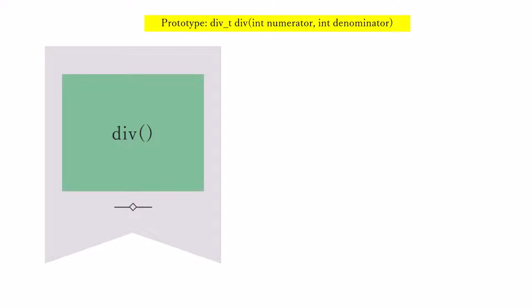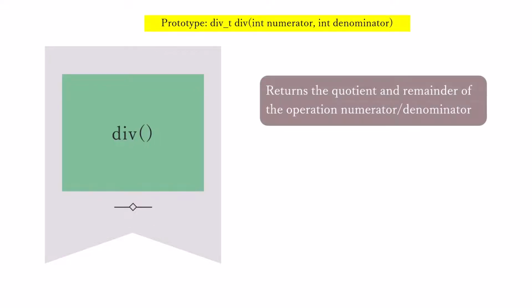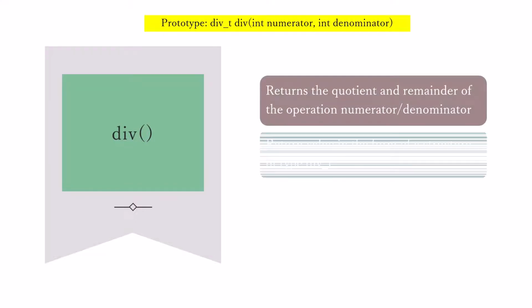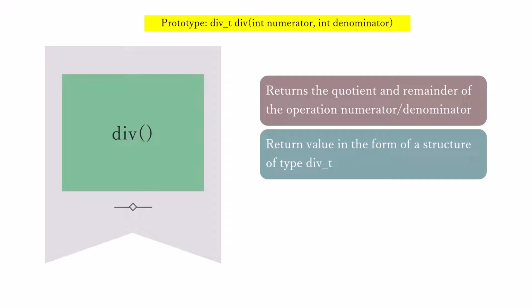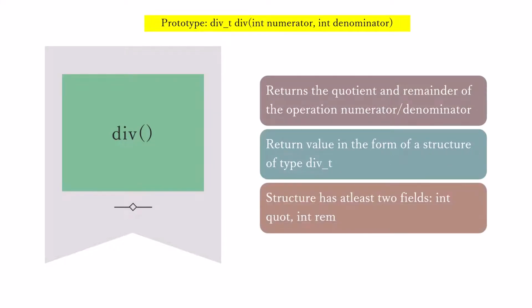And we'll see what that is shortly. It takes as arguments int numerator and int denominator, and returns the quotient and remainder of the operation numerator divided by denominator. The return value is in the form of a structure of type div_t. The structure has at least two fields, int quot and int rem.